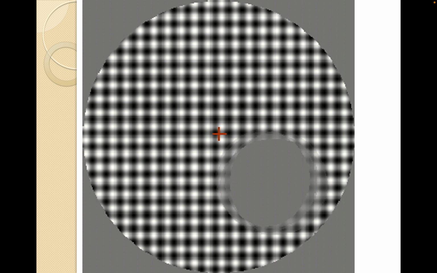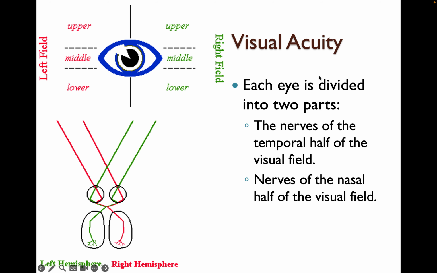So when you look at it initially, it's fairly large, but the more you concentrate on the red cross in the middle of the field, the more that gray spot will disappear. And if you look at this long enough, then the gray spot will disappear completely. And that's what happens in scotoma.